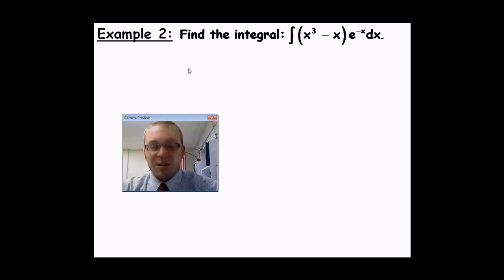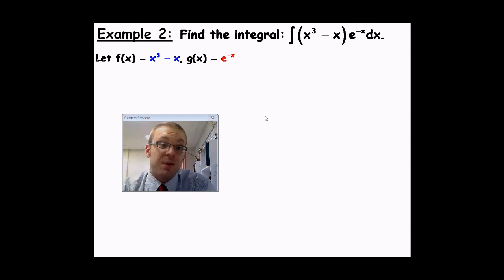Alright, so hopefully we picked our f of x to be x cubed minus x, and hopefully we picked our g of x to be e to the negative x. The reason that our f of x should be x cubed minus x is that it's a polynomial. For our f of x choice, we should try for something that as we take higher and higher derivatives, eventually it's going to go down to 0. So a polynomial is a good choice. Alright, so we're going to use a table to find the integral of f of x, g of x dx.